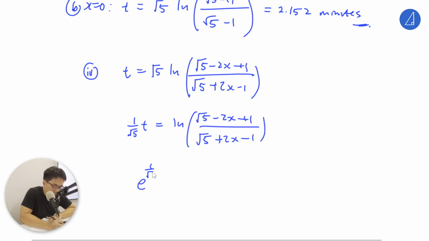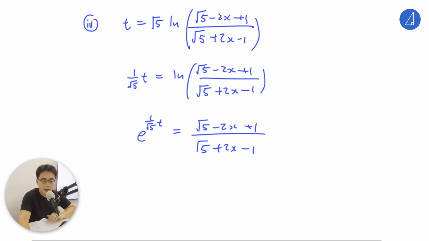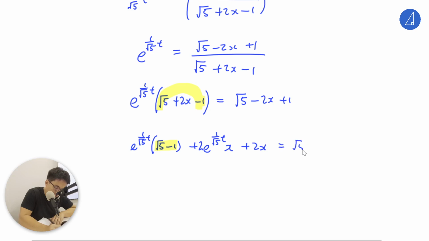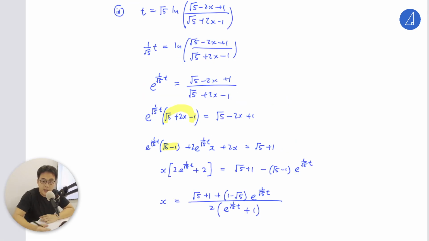Bring it up: t over root 5 equals ln of (root 5 minus 2x plus 1) over (root 5 plus 2x minus 1). Take the exponential and cross multiply. So multiply in with e to the power t over root 5, and I like to see the root 5 and negative 1 together. You don't need to multiply like 3 times. Then plus 2x equals root 5 plus 1. So this is my x.